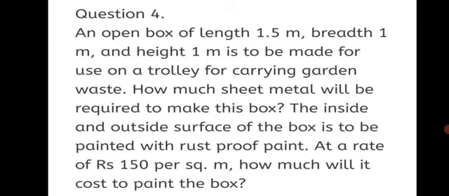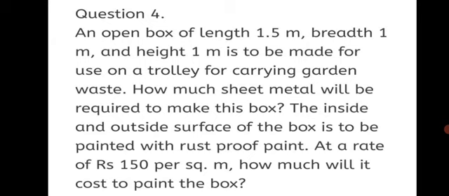Question number 4. An open box of length 1.5 meter, breadth 1 meter and height 1 meter is to be made for use on a trolley for carrying garden waste. How much sheet metal will be required to make this box? So how much sheet metal? We have to find, yes, you guessed it right, surface area of the entire box, but it is an open box. So the upper side will be missing. So 1 length into breadth we'll have to minus from the formula. So this way we can find out easily using the surface area of a cuboid formula how much sheet metal will be required to make this box.